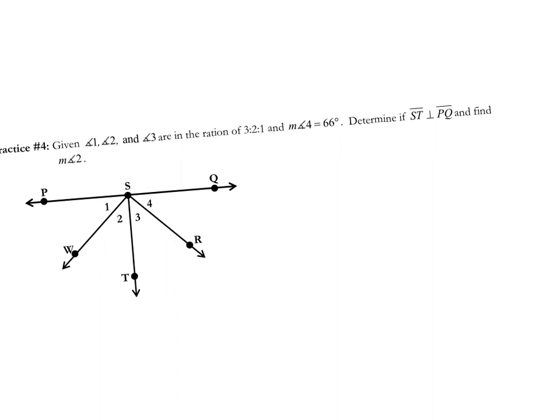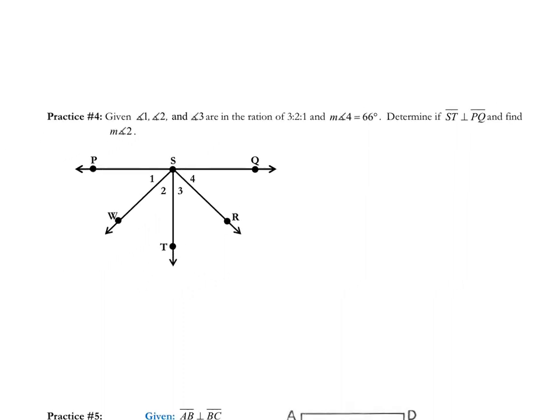Okay, so it says, given angles 1, 2, and 3 are in the ratio of 3 to 1 in that order. So 3x, 2x, 1x. Remember that anytime you're given ratios, you want to plug in x's. And the measure of angle 4 is 66 degrees. Determine if segment ST is perpendicular to segment PQ.